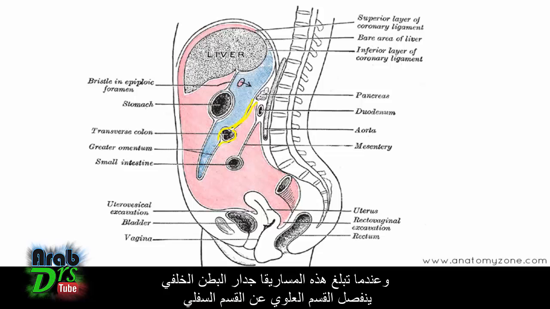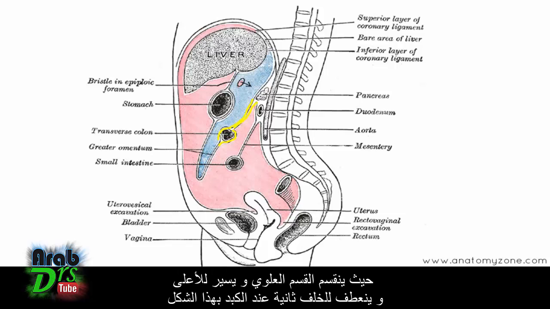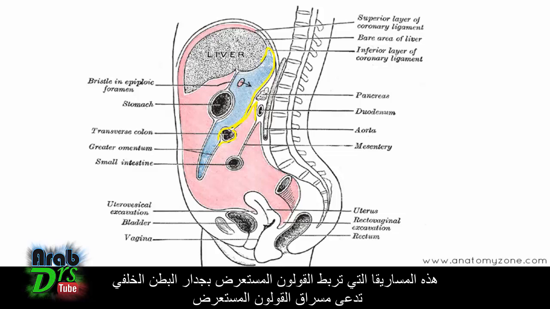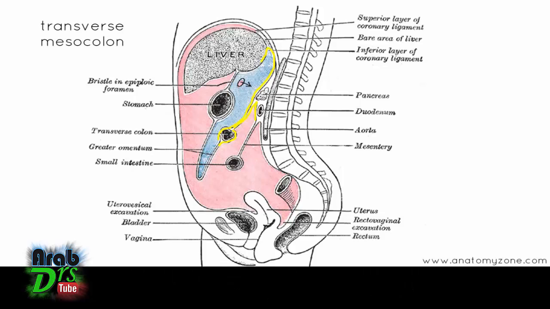So when this mesentery reaches the posterior abdominal wall, the upper part and lower part separate. So the upper part splits and passes superiorly and reflects back again onto the liver, like so. And the lower part passes inferiorly on the posterior abdominal wall. So this mesentery, which attaches the transverse colon to the posterior abdominal wall, is called the transverse mesocolon.